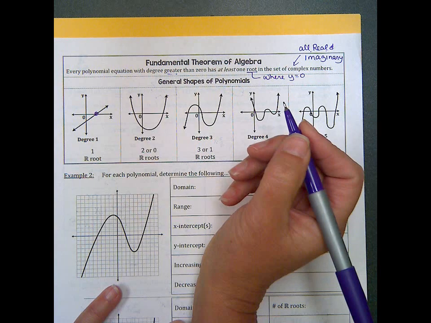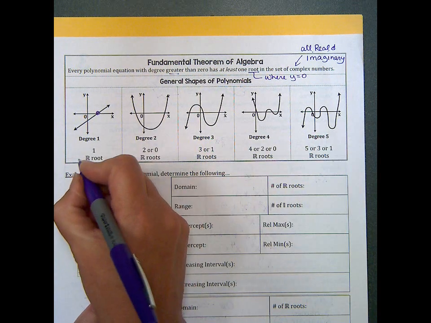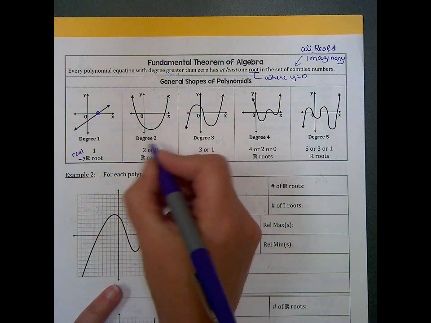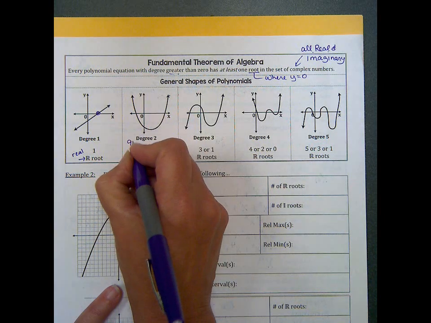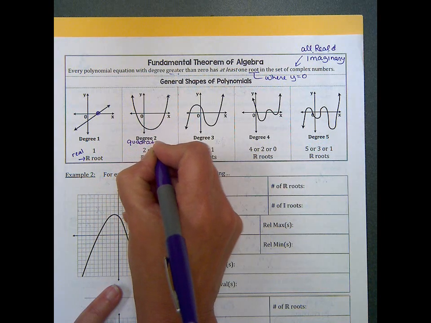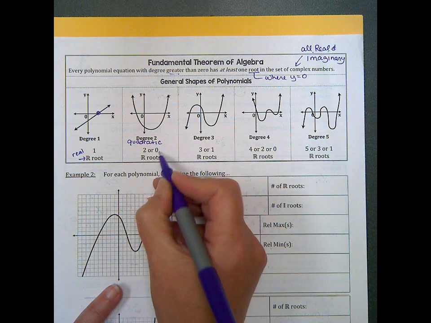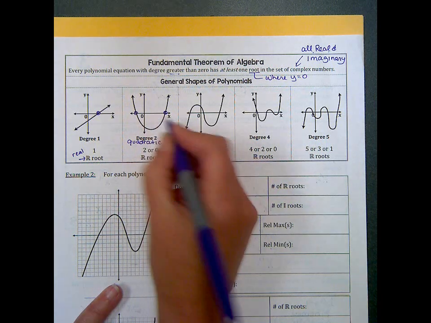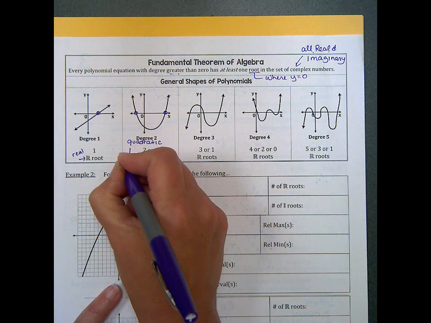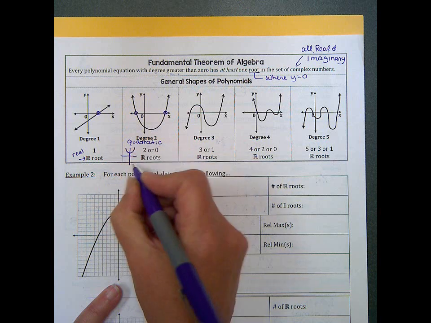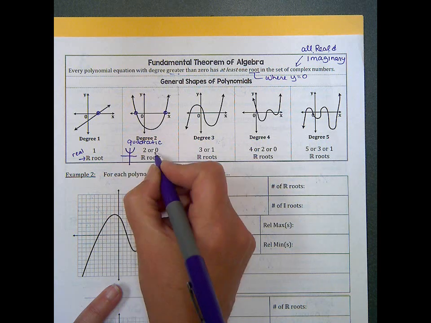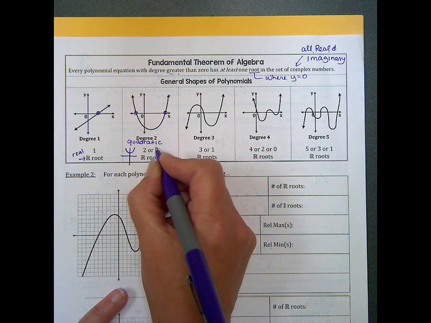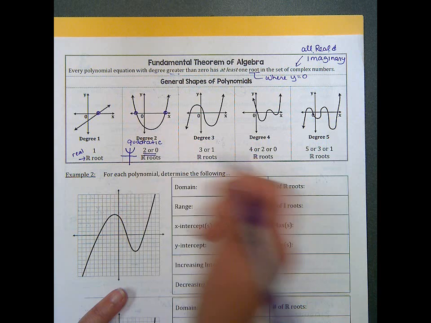There's where y equals 0, and there's 1. This means 1 real root in this degree 1 equation. This degree 2 equation, this would be quadratic, would be 2 or 0 real roots. So this has 2 x-intercepts in my picture, but it's possible that that parabola could have been floating up here. And so the roots that we would have found had been imaginary. Imaginary roots come in pairs, which would mean we'd have 0 real roots. So both of these are possible.